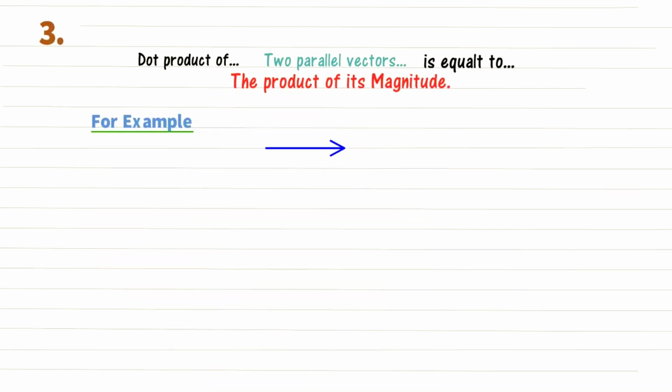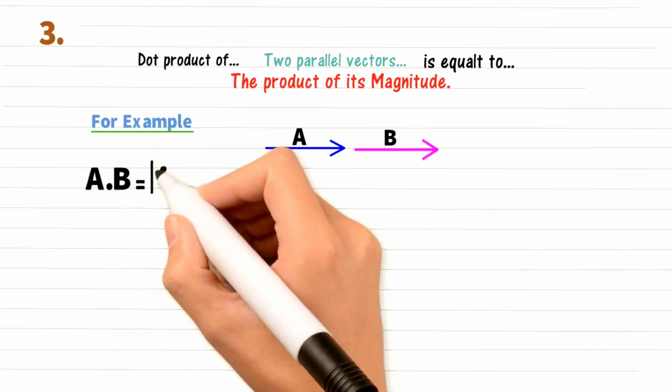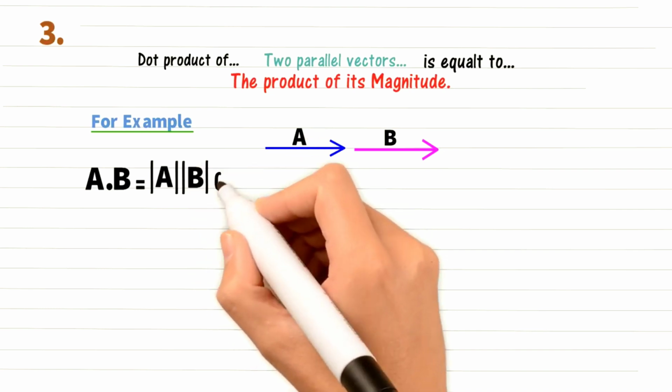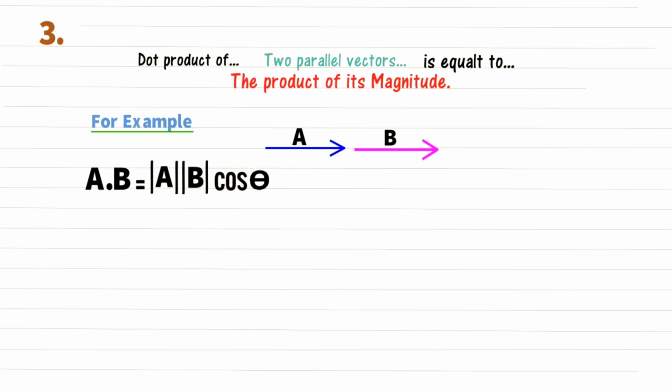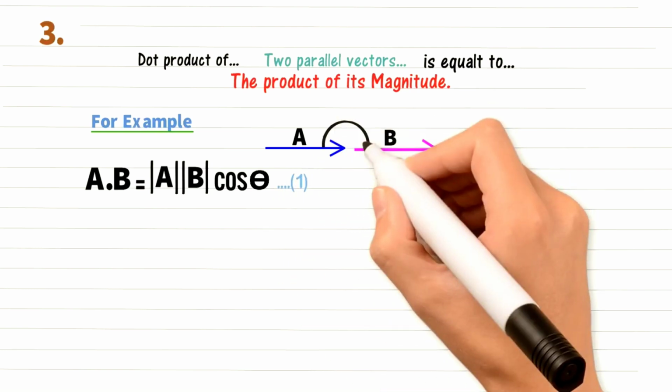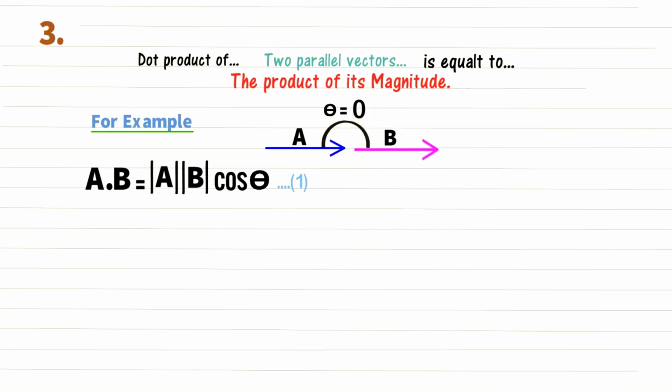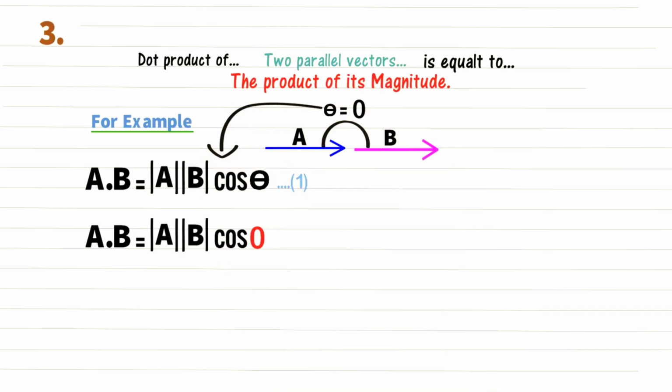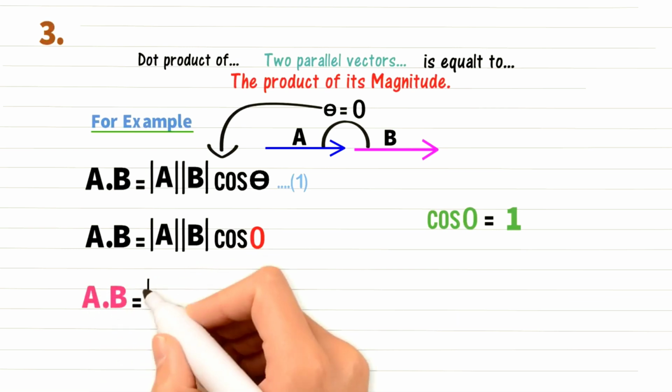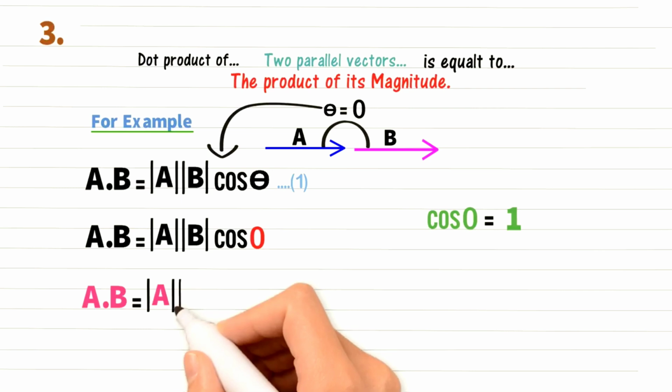For example, if I have two vectors A and B, the dot product of A and B is equal to the magnitude of A vector multiplied by the magnitude of B vector and cos theta. Let this be equation number 1. Now the angle between two parallel vectors is 0. Now I will put the value of theta in equation 1. Remember cos 0 is equal to 1.